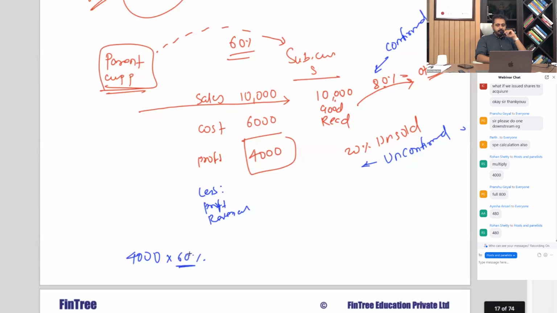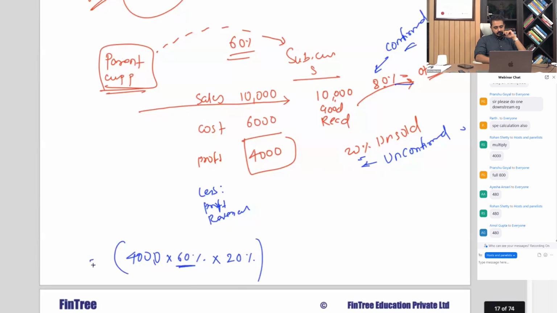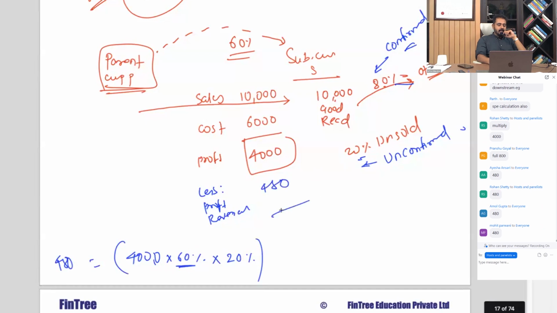So into 60%. Into, subsidiary in turn sold 80% of those goods. So that's confirmed. So that's good for me. Only the unconfirmed part is what I'm worried about. So that part I need to reverse. So into 20%, done. So 4,000 into 60% into 20%, how much is that? 480. So the profit reversal entry that I will pass is 480. Now, does it mean this 480 will never be recognized? No, it will be recognized next year. So next year when the subsidiary happens to sell that remaining 20%, then I will recognize this 480. That's it. Is this making sense?